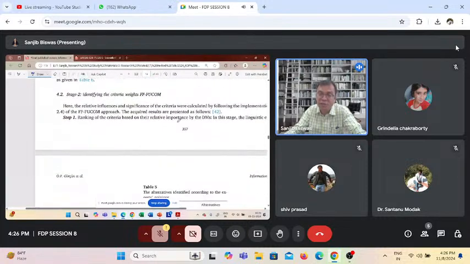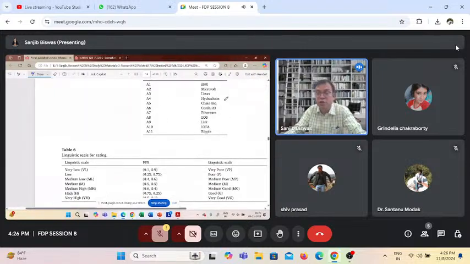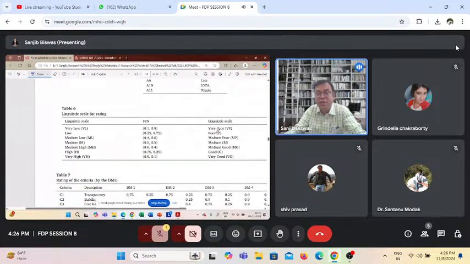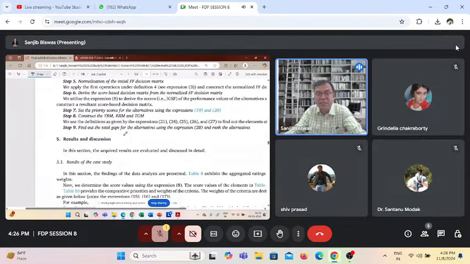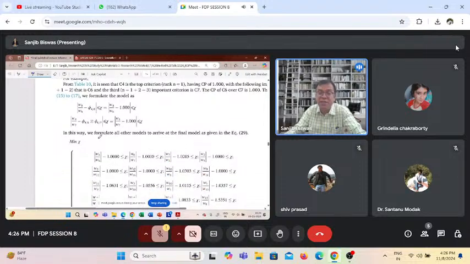Then we have a linguistic rating scale. These are the choices, alternatives available. This is my linguistic rating scale. Rating is given. Then again the aggregation takes place. Then we rank, set the criteria.